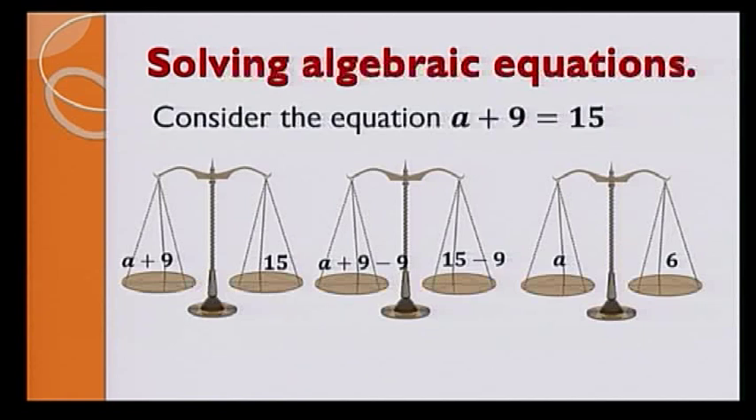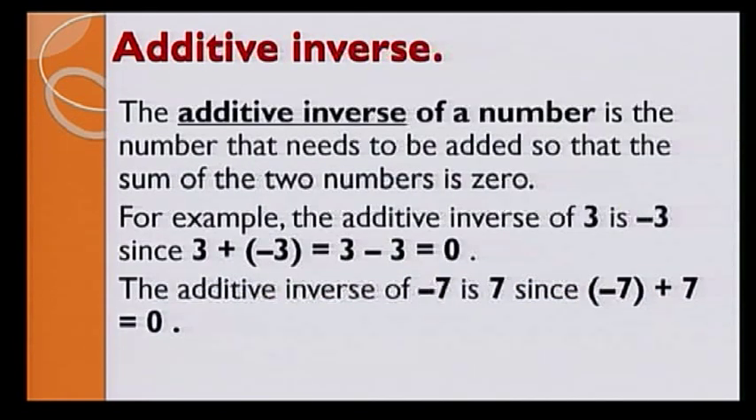Now, let's move on to the additive inverse. The additive inverse of a number is the number that needs to be added so that the sum of the two numbers is 0. For example, the additive inverse of 3 is minus 3, since 3 plus minus 3 is equal to 3 minus 3, which is equal to 0. The additive inverse of minus 7 is 7, since minus 7 plus 7 is equal to 0.